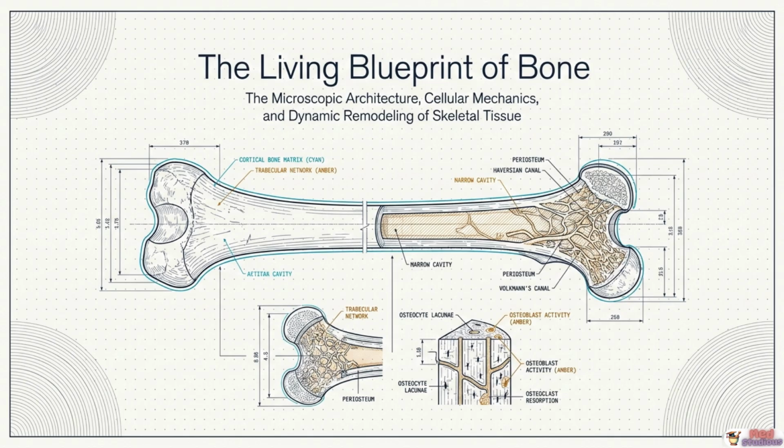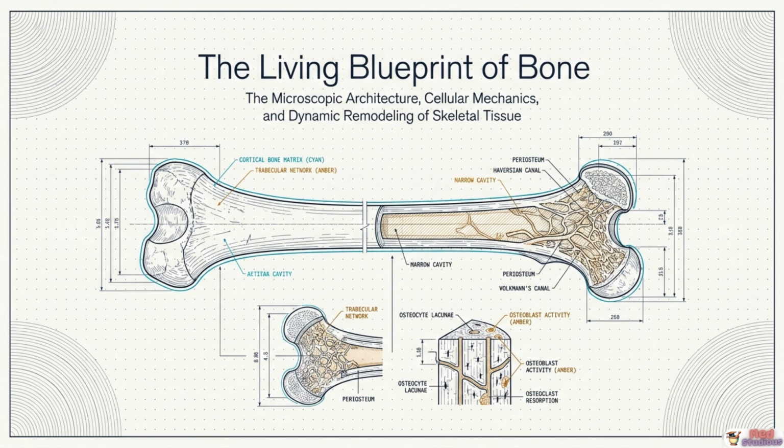It is constantly sensing its environment, responding to mechanical forces, repairing microdamage, and reshaping itself every hour of every day, from birth until death. Our title slide reveals the engineering complexity we are about to unpack. Looking at the blueprint diagram, we can already identify multiple structural layers: the cortical bone matrix shown in cyan, the trabecular network in amber, the narrow marrow cavity, the periosteum wrapping the outside, the Haversian canals penetrating the dense cortex, and the Volkmann's canals cutting laterally between them.